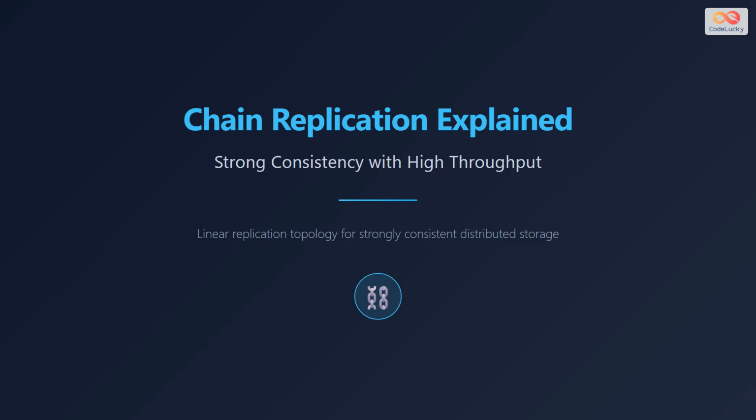Welcome to this deep dive into chain replication, a powerful technique for building strongly consistent and high-throughput distributed storage systems. In this video, we'll explore how chain replication uses a simple linear topology to achieve both strong consistency guarantees and excellent read scalability. By the end, you'll understand how this elegant architecture works and why it's used in production systems today.